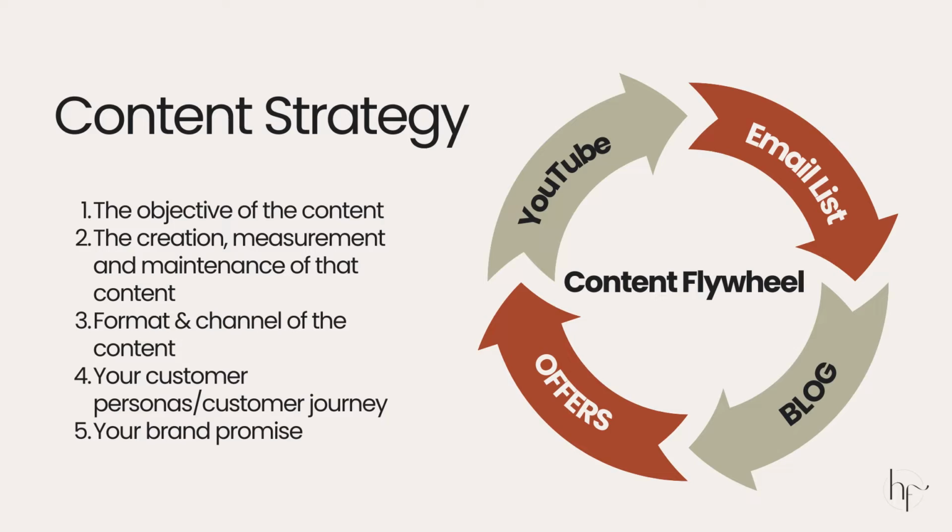Now, to break a content strategy even further down for you, these are the essential parts of a content strategy. And if you were to Google what is a content strategy, these things are going to be in the majority of the really boring, dry blog posts you're going to find. Number one is the objective of the content. We talked about that. Start at the end, work your way back to the beginning. Number 2 is the creation, measurement, and maintenance of that content.